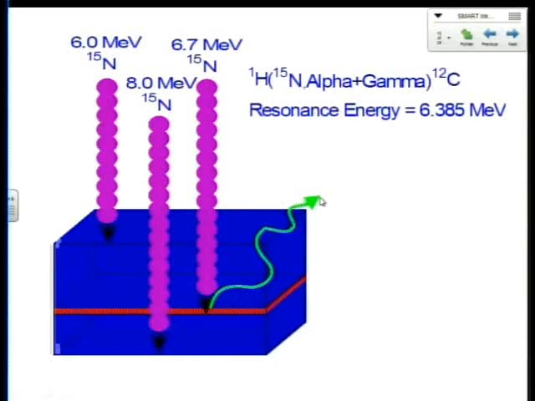Yeah. What are you actually shooting at them? In this case, if I'm looking for nitrogen, I'd be shooting the hydrogen. If I want to reverse the process and look for hydrogen, I'd shoot the nitrogen-15. Is it difficult to accelerate nitrogen-15? It's a little bit difficult to get nitrogen-15 out of an accelerator.